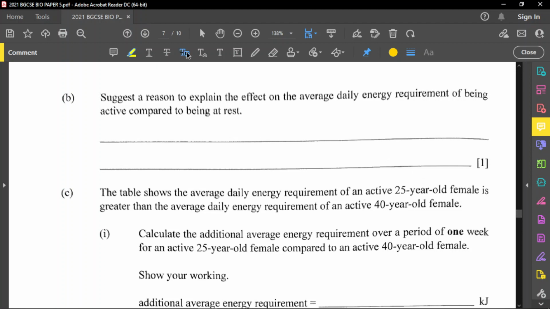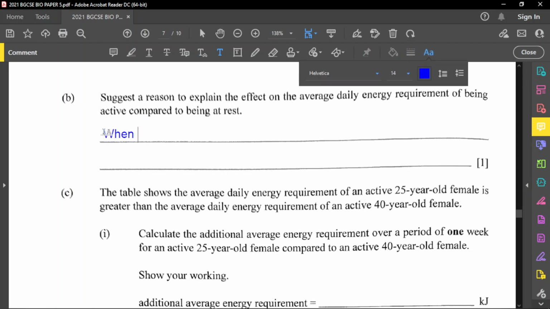All right, so first thing, let's just write this down. When active, more energy is required to carry out the task. Because when you're active, you need more energy. That means you have faster respiration and the energy requirements of the cells increase. The muscles in the body require more energy. So anything along that line will be good.